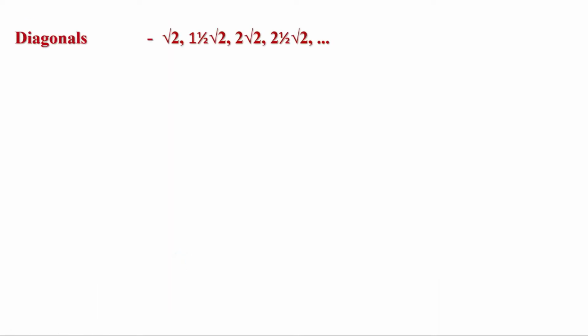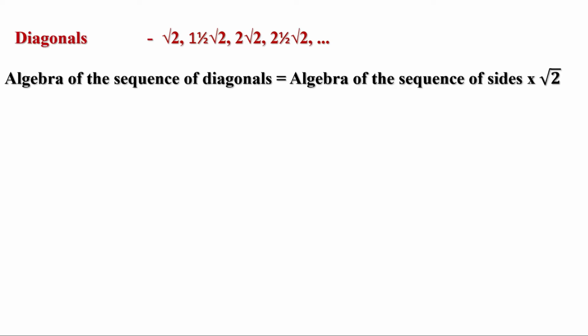Now let us look at the sequence of diagonals. And we have already seen that the diagonal is root 2 times the side. So the algebra of the sequence of diagonals is equal to the algebra of the sequence of sides into root 2. That is (n plus 1) by 2 into root 2. So xn equal to (n plus 1) by 2 into root 2 is the algebra of this sequence. So in these cases we can find out the algebra of the sequences easily like this.